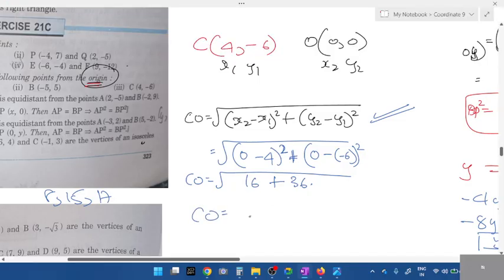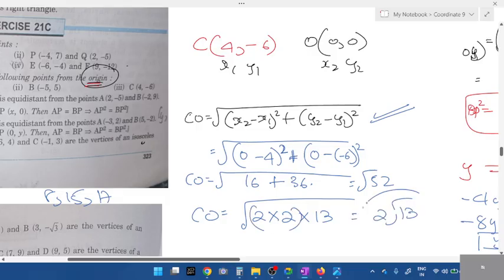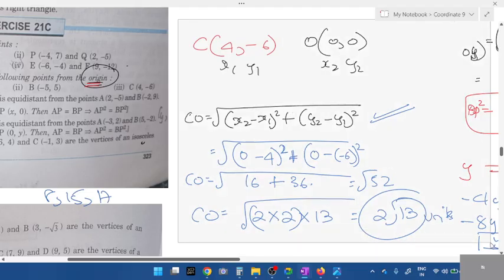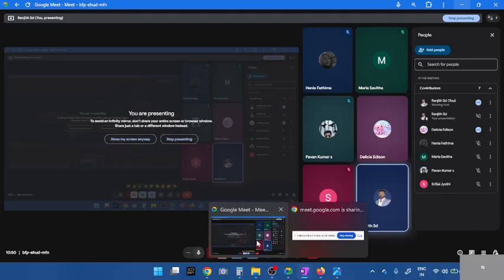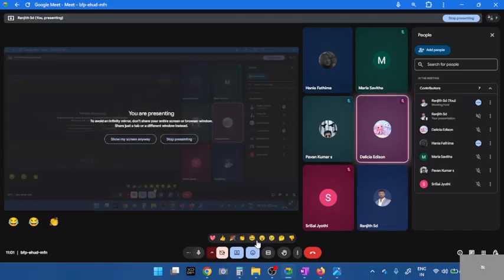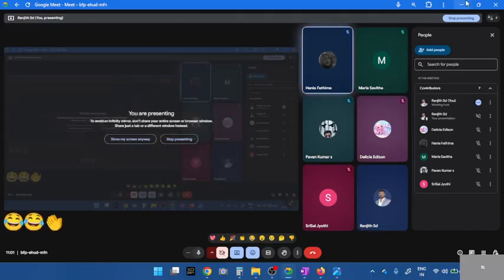Okay, what is root 52 if you factorize? 2 into 13. Can I group this? This is 2 root 13 units is the answer. Okay, 2 root 13. Delisha understood? Anya, Ananya? Okay, fine.